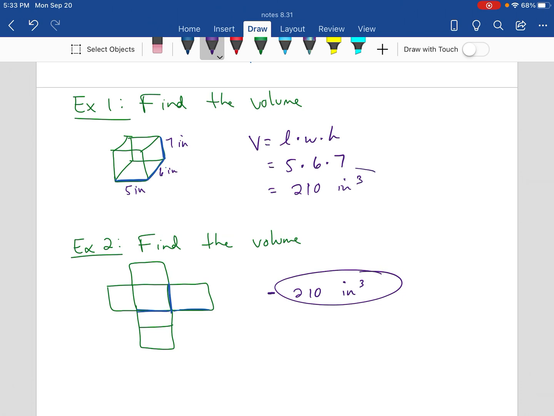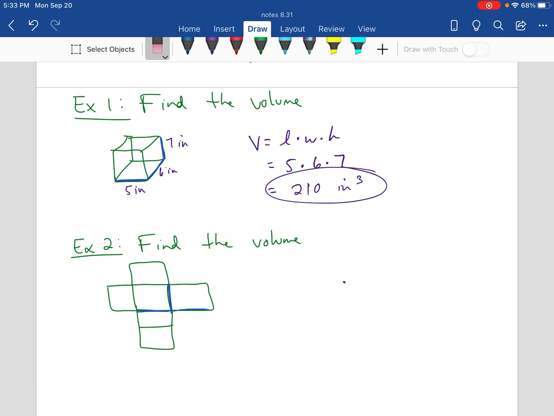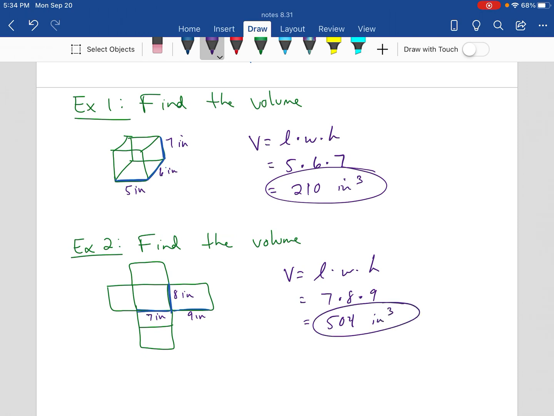Let me go ahead and fix this really quick. I'm not sure why this is acting up a little bit, but anyways. So here's my net. I'm going to tell you that this measures 7 inches, this is 9 inches, and this is 8 inches. So again, all I'm going to do is multiply the length, the width, and the height. So I have 7 times 8 times 9, which is equal to 504 inches cubed. And it is always going to be cubic units. You have 3 things that you're multiplying, so you will have an exponent of 3.